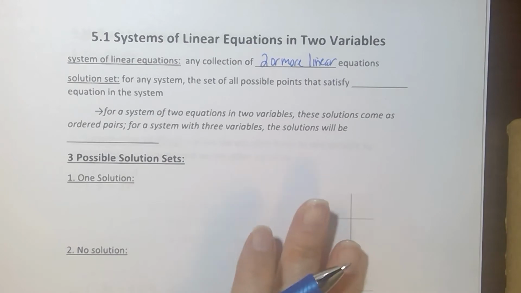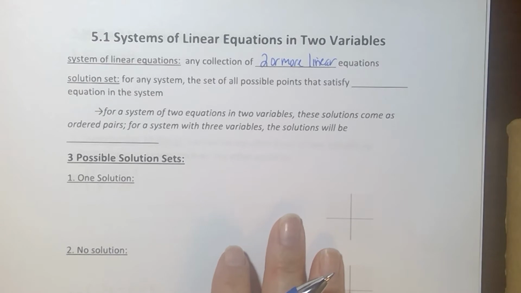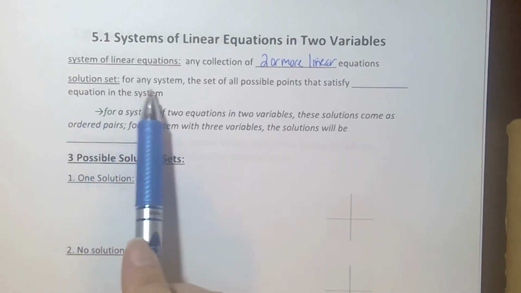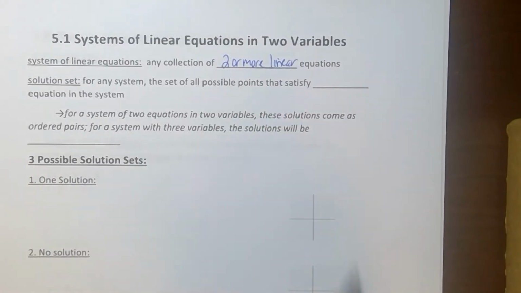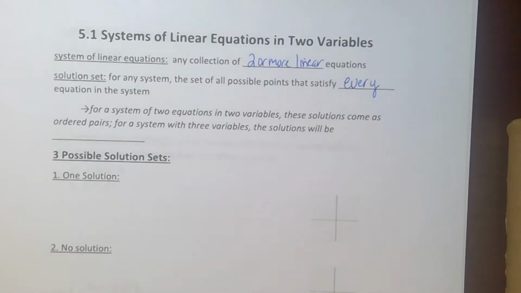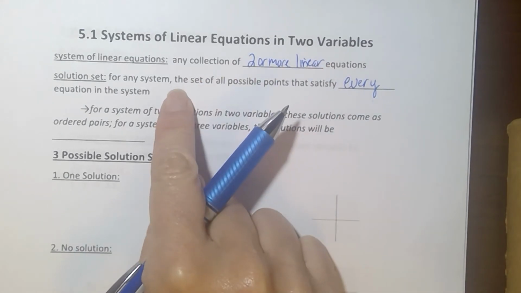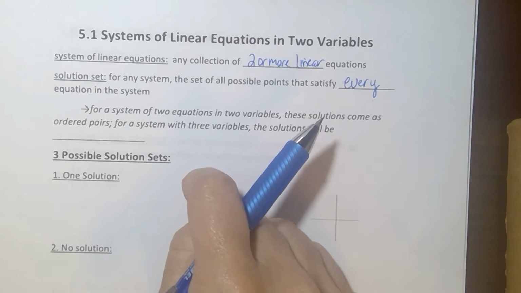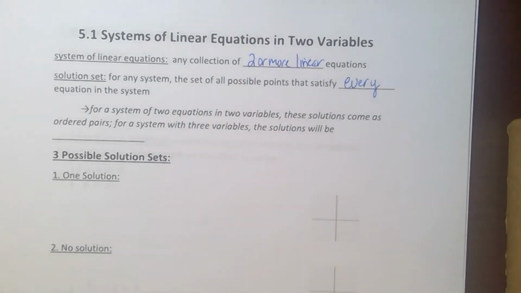As we move further into Chapter 5, we will talk about three variable systems and we'll talk about nonlinear systems as well. The solution set for any system is the set of all possible points that satisfy every equation in the system. So if it's a two variable system, it's the set of ordered pairs that satisfy every equation in the system. When we talk about a three variable system, it'll be the set of ordered triplets that satisfies every equation in the system.